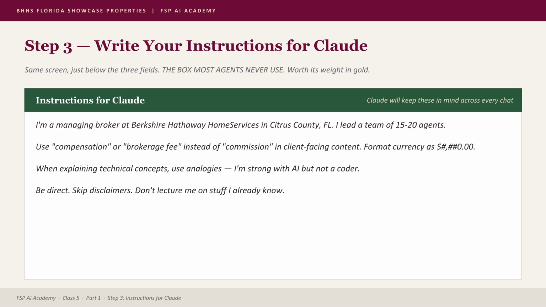What you're looking at on screen is the actual content I have in my instructions for Claude box right now. I tell Claude I'm a managing broker at Berkshire Hathaway in Citrus County and I lead a team of 15 to 20 agents. I tell it to use compensation or brokerage fee instead of commission in client-facing content. I tell it to format currency with 2 decimals and a dollar sign. I tell it to use analogies because I'm strong with AI but I'm not a coder. I tell it to be direct, skip disclaimers, and not lecture me on stuff I already know.